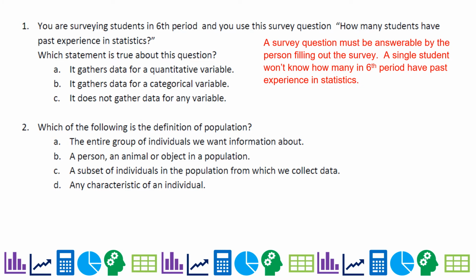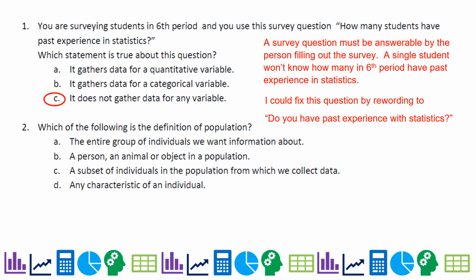I would call it more the research question, the question you're trying to answer. So a survey question must be answerable by the person filling out the survey. A single student won't know how many in 6th period have past experience in statistics. So this actually does not gather data for any variable. I have to gather data using a different question to answer the one I gave you. So if I wanted to gather data to answer that research type question, I would reword my survey question to say, do you have past experience with statistics? All right. So remember, on surveys, you've got to word the question so the person doing it can answer it. This is kind of a pet peeve of mine, because I've seen lots of surveys where they want to know something like, oh, how many have past experience in stats? And that's the question they use, but the survey person can't answer it.